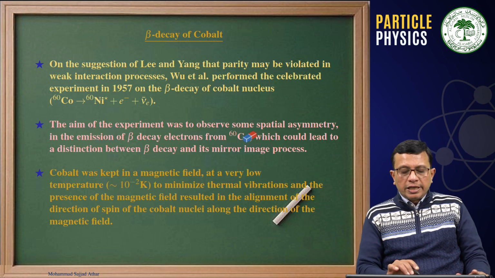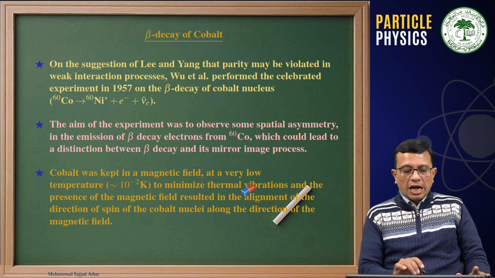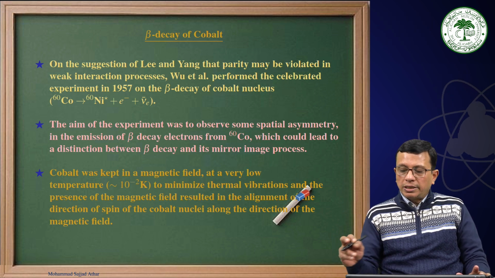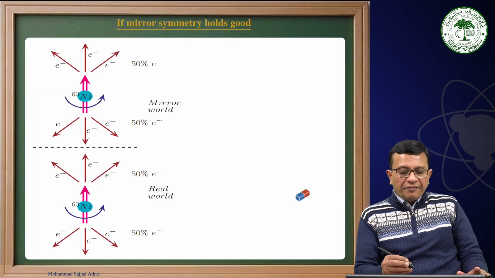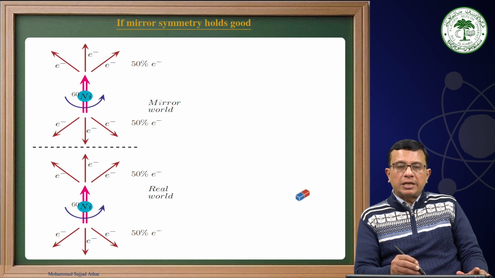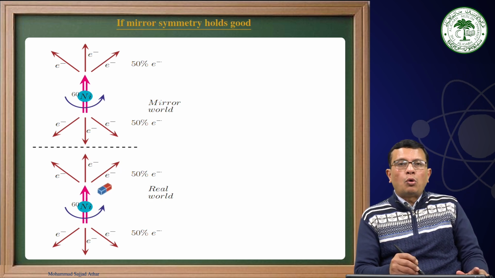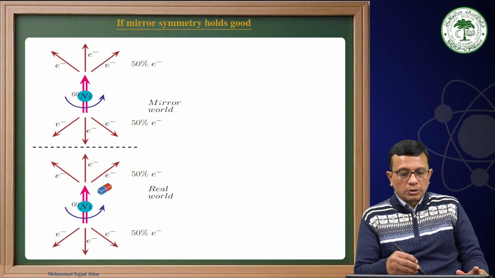Therefore, what they did, they kept this cobalt nucleus in a magnetic field at very low temperature to minimize thermal vibrations, and the presence of the magnetic field resulted in the alignment of the direction of the spin of the cobalt nuclei along the direction of the magnetic field. Now, if in the real world everything is fine, then the electrons should be emitted in all the directions, with the same number of electrons in the northern hemisphere as well as in the southern hemisphere.